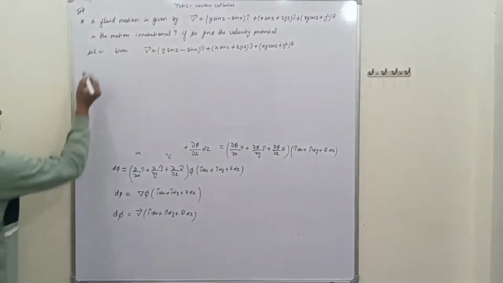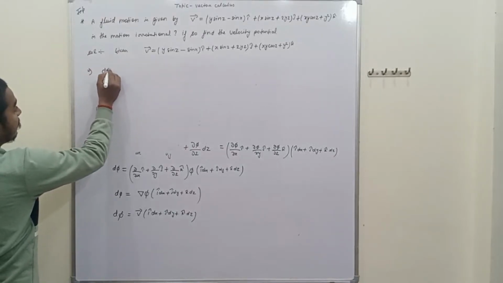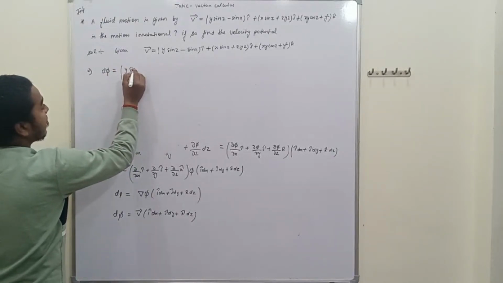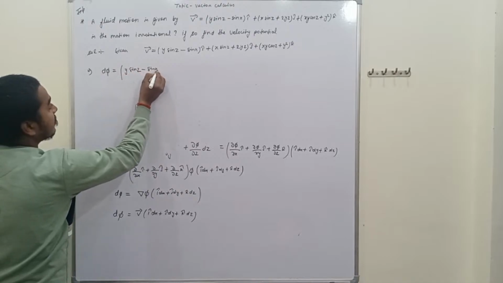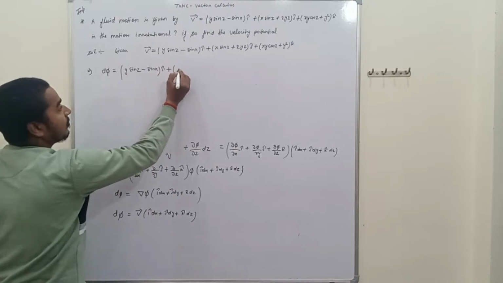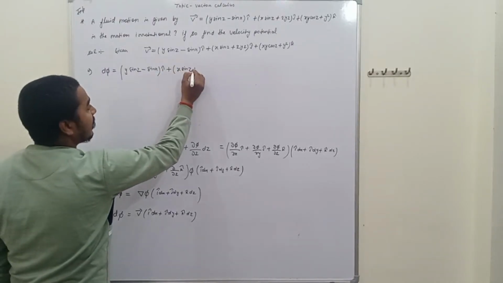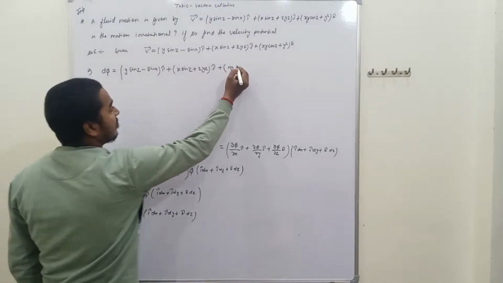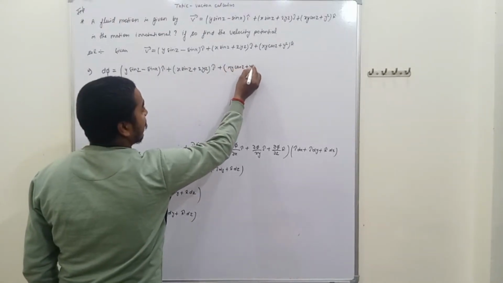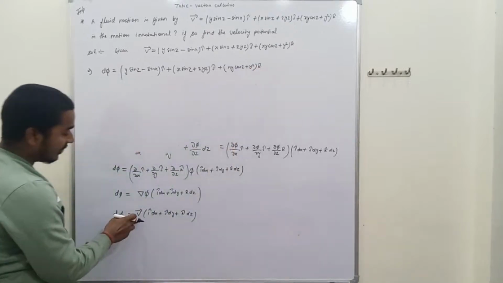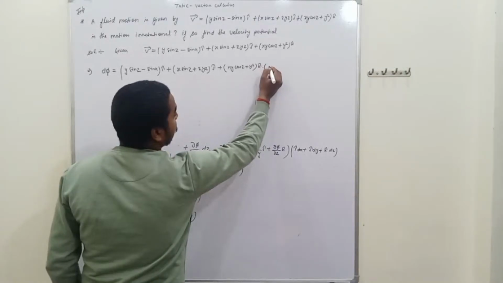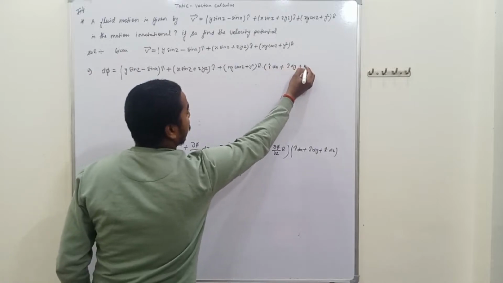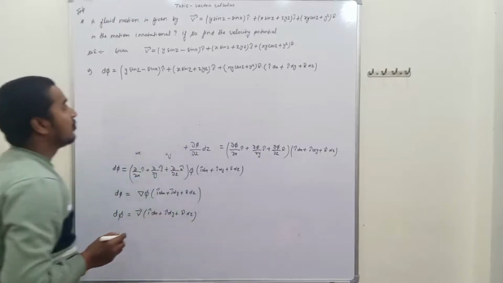We have to put the value of vector v, that is dφ equals (y sin z − sin x) i cap + (x sin z + 2yz) j cap + (xy cos z + y²) k cap, multiplied by i cap dx + j cap dy + k cap dz. And we have to solve further.